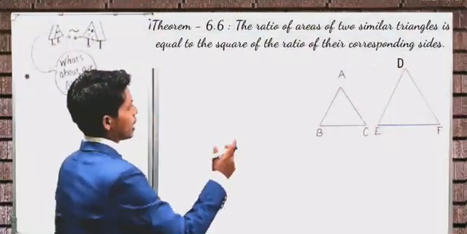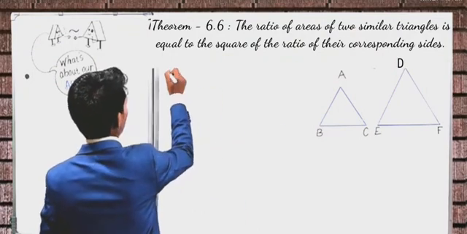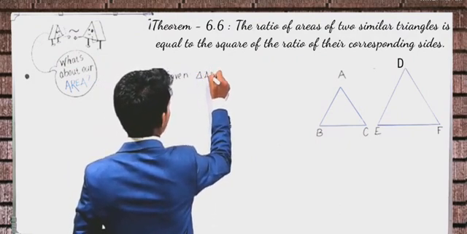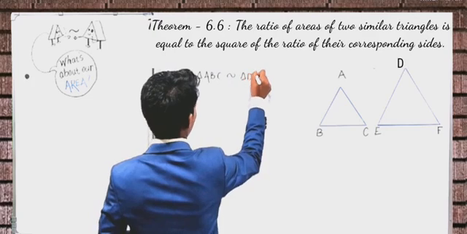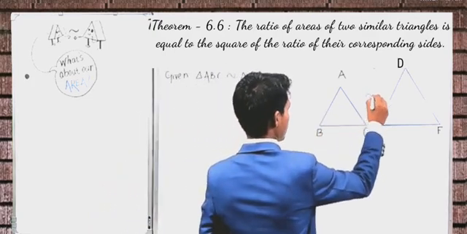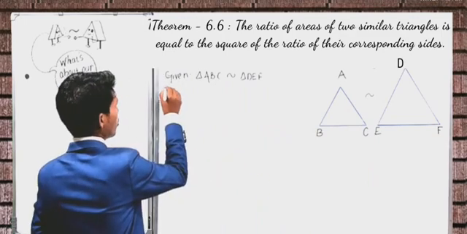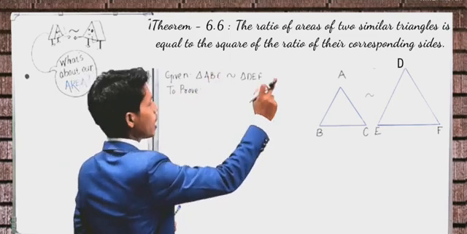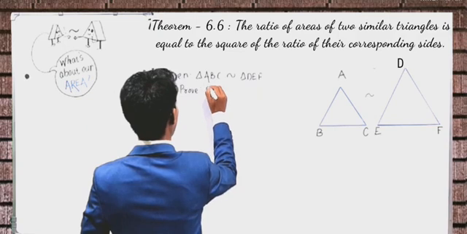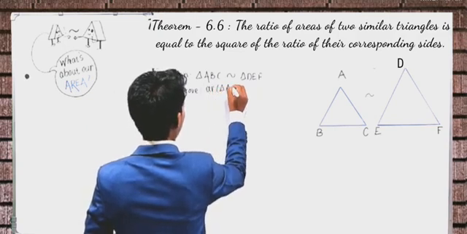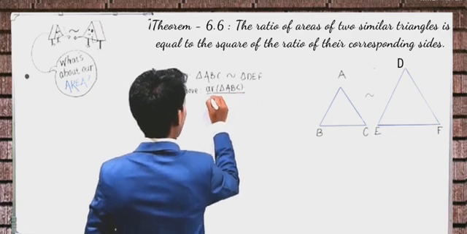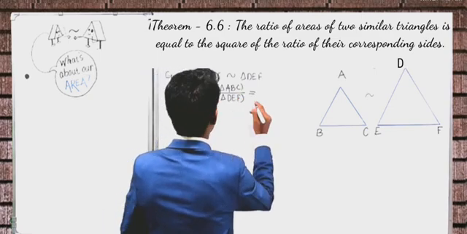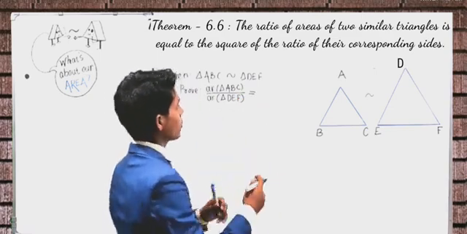Here it is given there are two triangles, as you can see on the right hand side, and it is given triangle ABC is similar to triangle DEF. These two triangles are similar, and you need to prove that the ratio of the areas, that is area of triangle ABC upon area of triangle DEF, is equal to the square of the ratio of their corresponding sides.